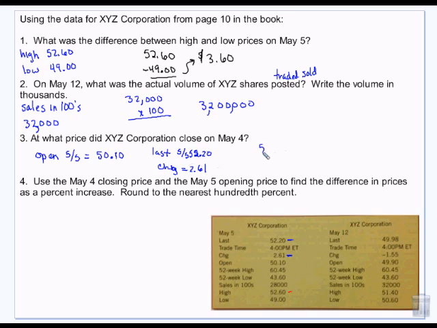So I'm going to take that 52.20, and my change is positive, so that means today is higher than yesterday was. So I'm going to subtract it, and I'm going to get 49.59. Well, yeah, close on 5/4 is going to be 49.59. We opened at 50.10. There was after hours trading.